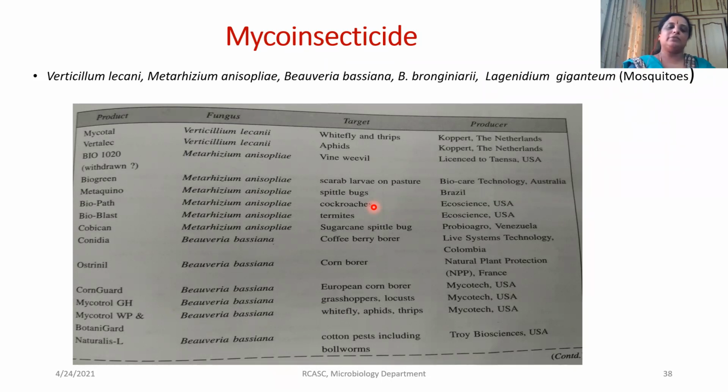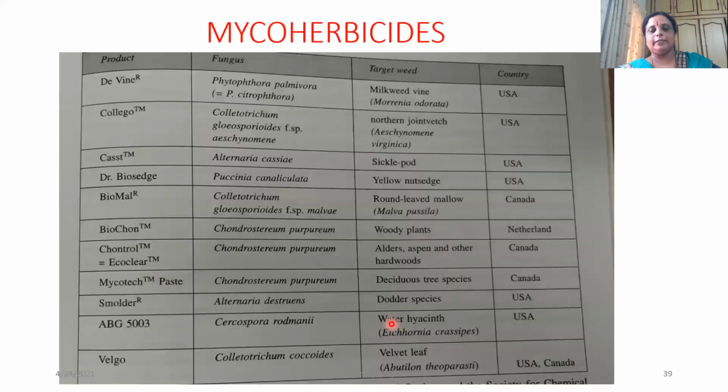Some of the research which has happened in this particular field, the extensively used organisms are Verticillium species, Metarhizium species, Beauveria bassiana. These are some of the fungi which have been extensively used in controlling various insect pests, which have been marketed under different names and extensively produced in other countries.